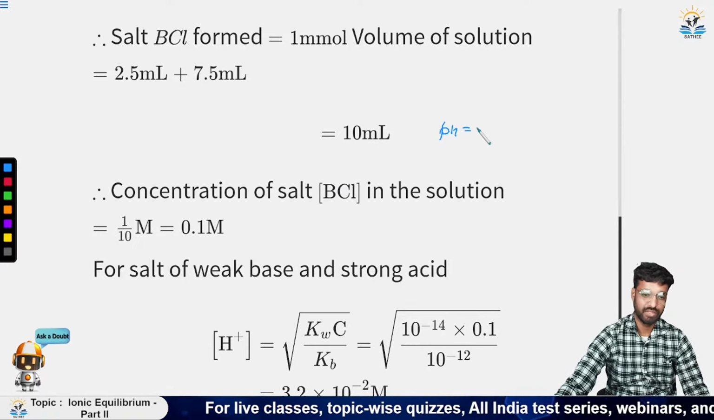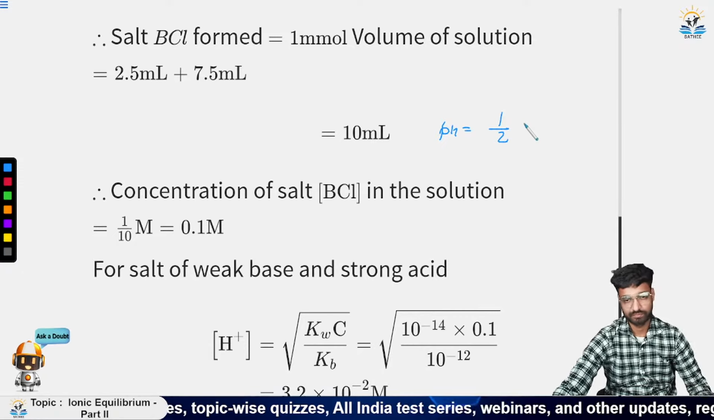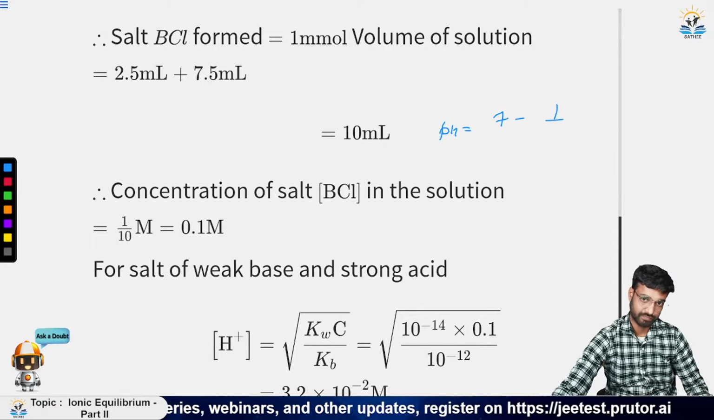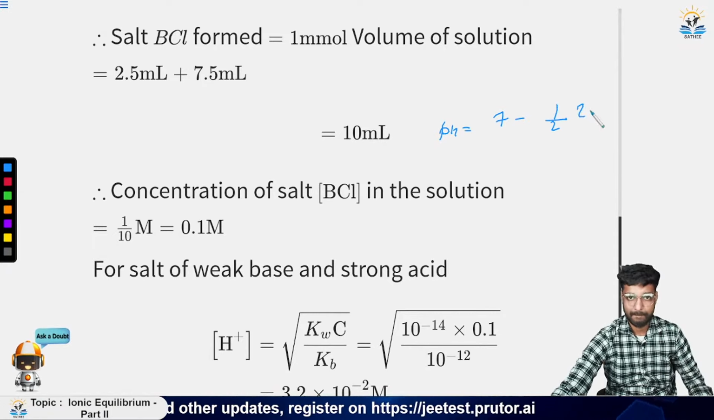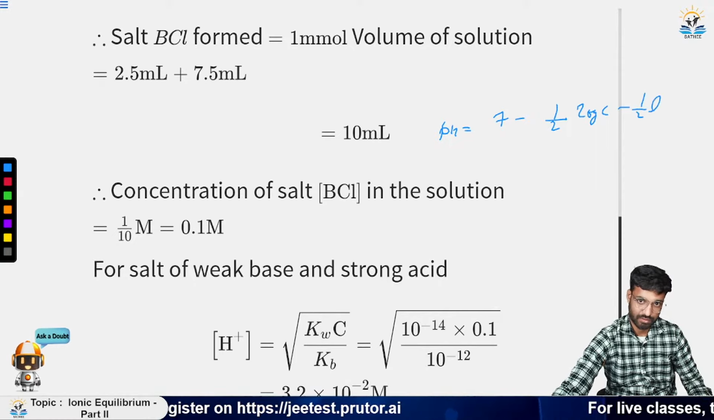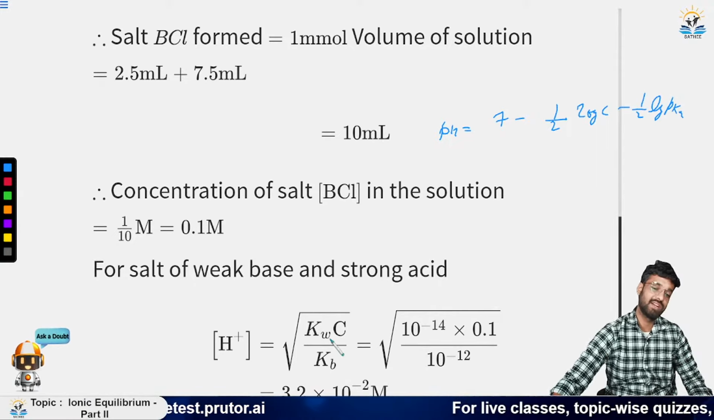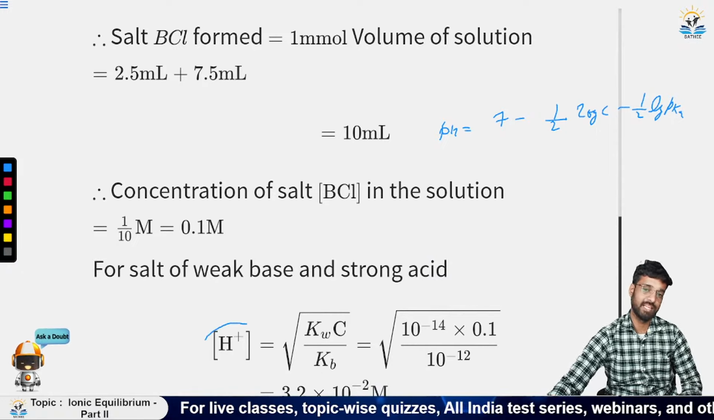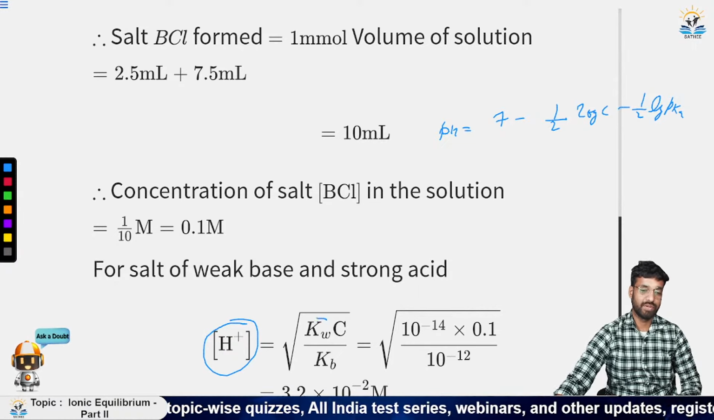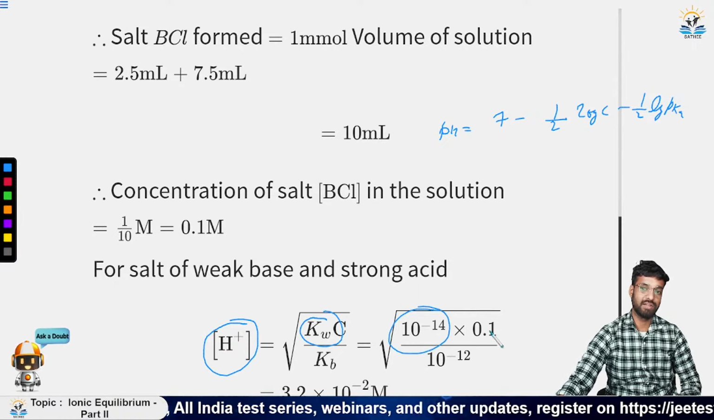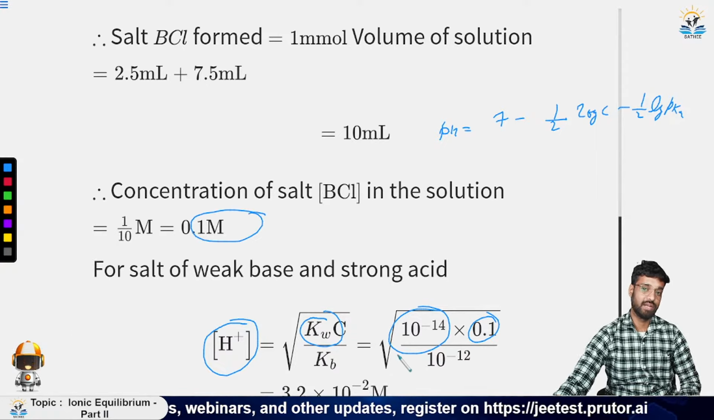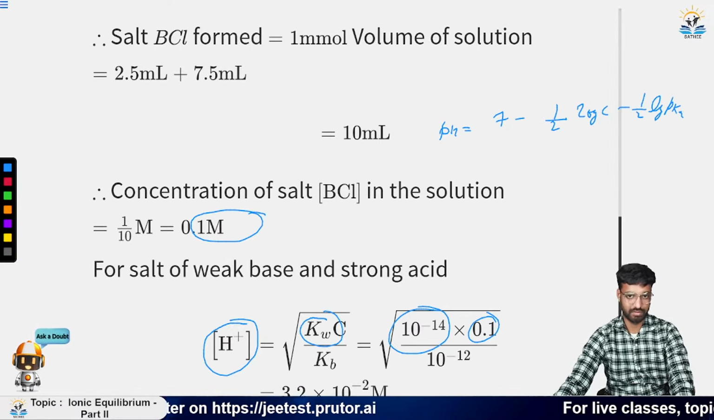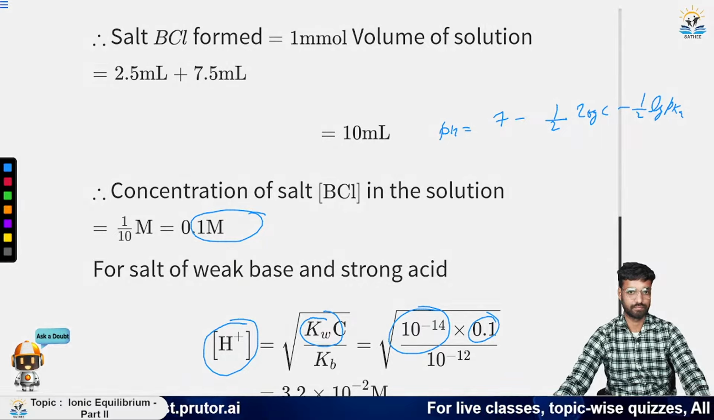It was pH is equals to half, 7 minus half log C, half log pKb. So if you look at this formula, it is same as that. If you take the log of all of this, you will get this formula. Also, you can use this formula to find the H plus concentration directly. At this temperature, we know that Kw value is 10 to the power minus 14. Concentration is 0.1 as calculated here, and Kb is given in the question. So it will be this one. Okay, so this is the solution of this.